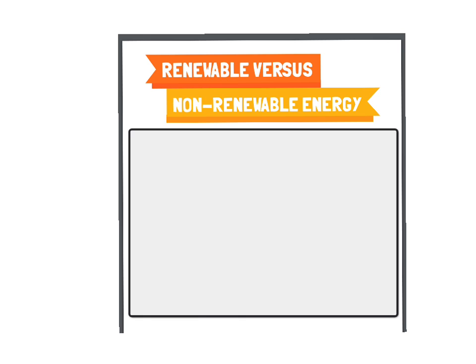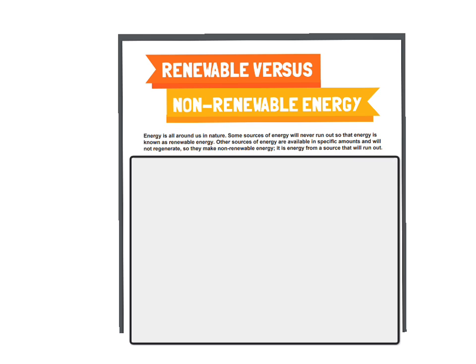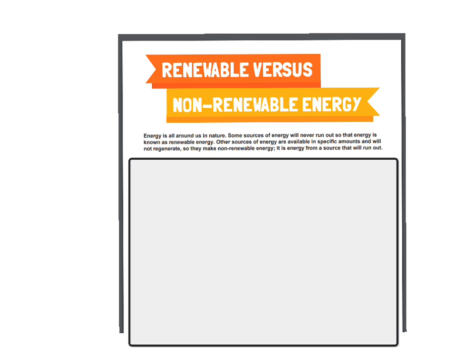What does this mean? Well, we know that energy is all around us in nature. Some sources of energy will never run out, so that energy is known as renewable energy. That makes sense because we know the word new means something's new. Renew means new again. Other sources of energy are available in specific amounts and will not regenerate, so they make non-renewable energy. It is an energy from a source that will run out.